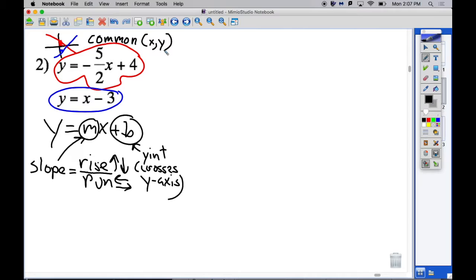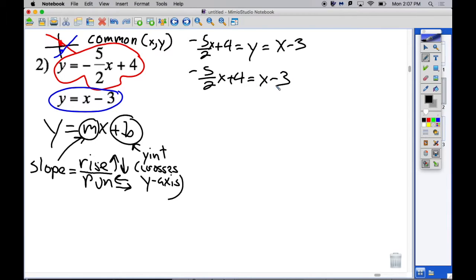Now here's the thing, I have two equations that are set equal to y. For example, I have negative 5 over 2 x plus 4 is equal to y. Then I also have x minus 3 that's also equal to y. Now if they're both equal to y and they have the same y, guess what? They're equal to each other. So I could say negative 5 over 2x, there's an x there, I don't know why I forgot to write it, plus 4 is equal to x minus 3.